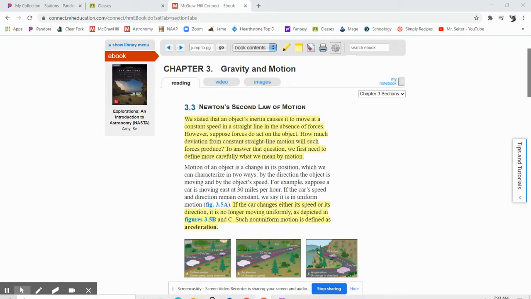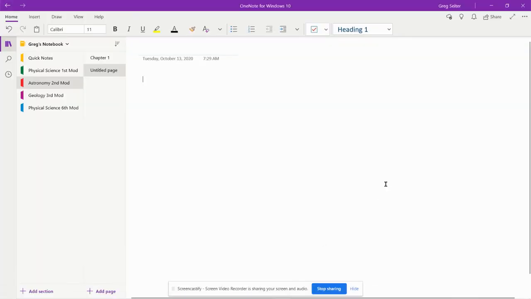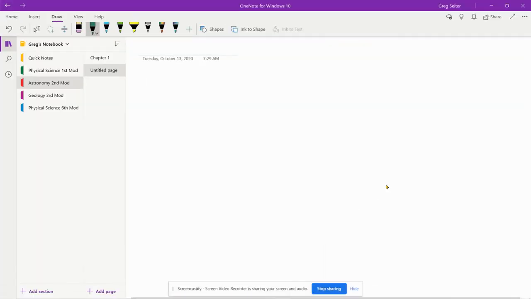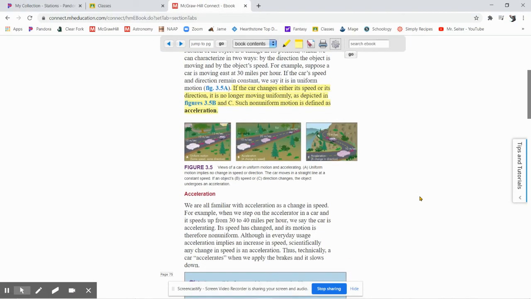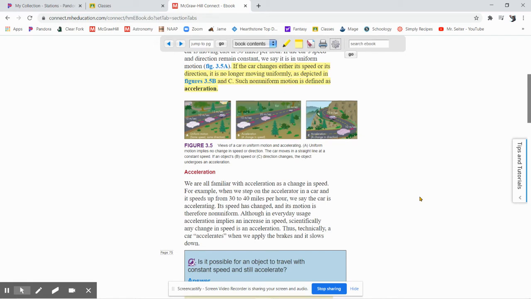So again, I'm going to flip here for a second. Let's take a look here. Remember, we're talking about Newton's second law. F equals force equals the mass times the acceleration of the object. Okay, it's mass and it's acceleration. So then let's go back and look here. Acceleration.